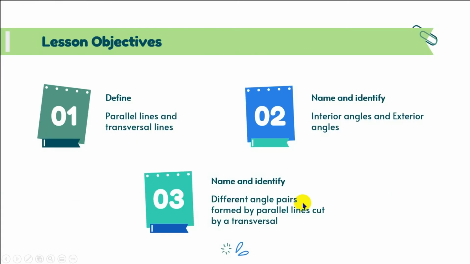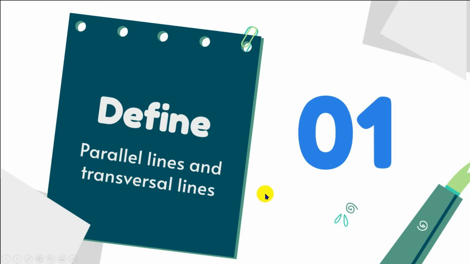So for this video, we have these lesson objectives. First, define parallel lines and transversal lines. Next, name and identify interior angles and exterior angles. Then the last one is name and identify different angle pairs formed by parallel lines cut by a transversal. So let's now have our first lesson objective. Define parallel lines and transversal lines.